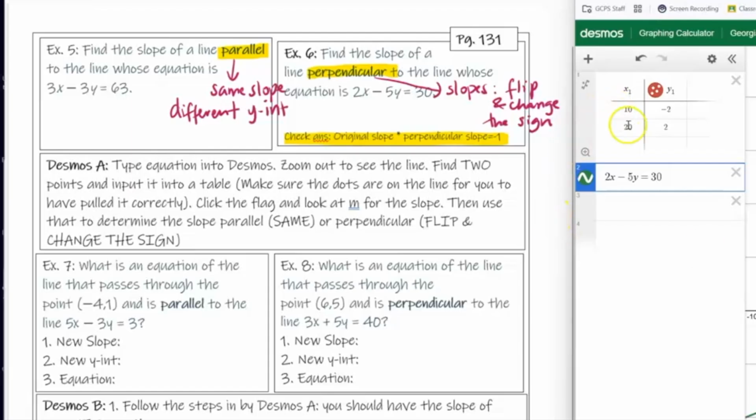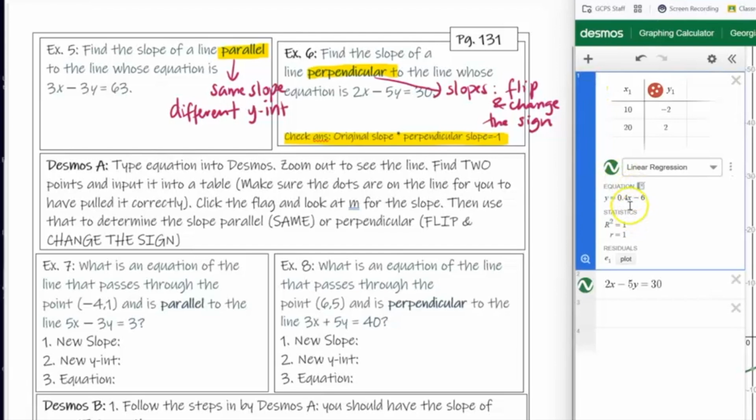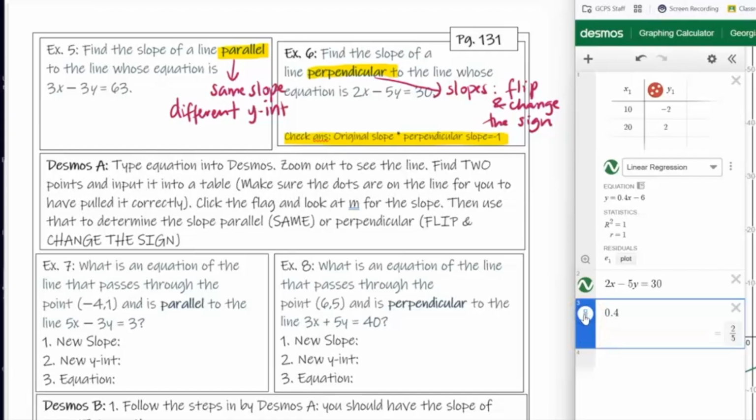All right, so now that I found my 2 points, what's next? Make sure the dots are on the same line that you just put in correctly. Okay, so I should see dots at 10, 2 and 20, 2. So let me zoom out. Yep, so you see here my 2 dots and they're on the line. Perfect. All right, click the flag and look at m for slope. If I click this flag, my m is 0.4, which if I want to see it as a fraction, I hit fraction. So 2/5. All right, so my slope for this line that I was given is 2/5. It says then use that to determine a slope parallel, which means same, or perpendicular, flip and change the sign.